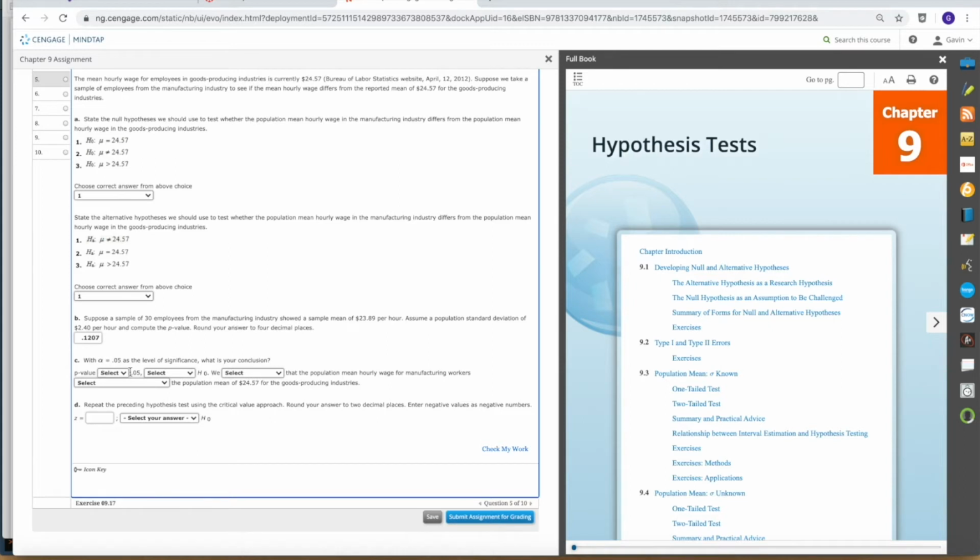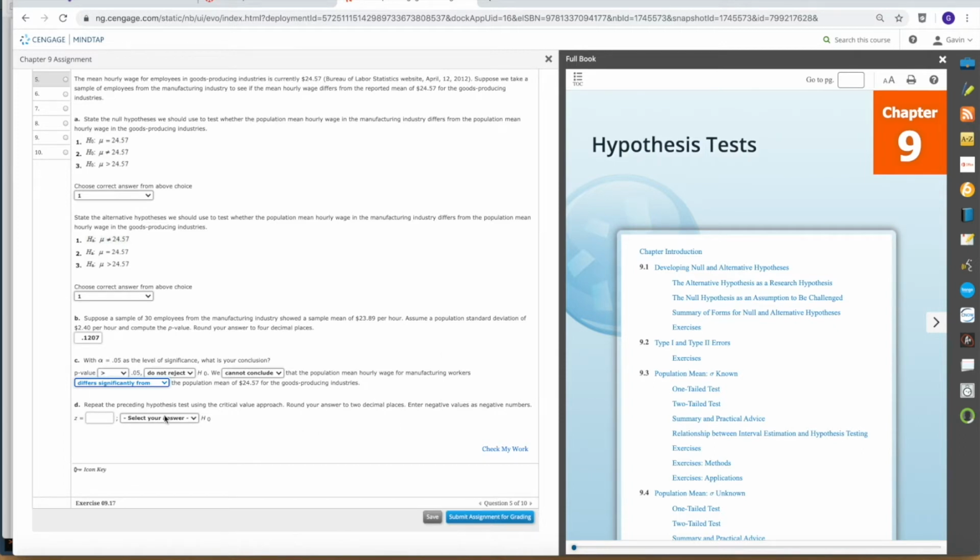So we're going to go ahead and say the p-value is greater than alpha. So we do not reject the null hypothesis. We cannot conclude that the population mean hourly wage for manufacturing workers differs significantly from, because that's the keyword from the question.